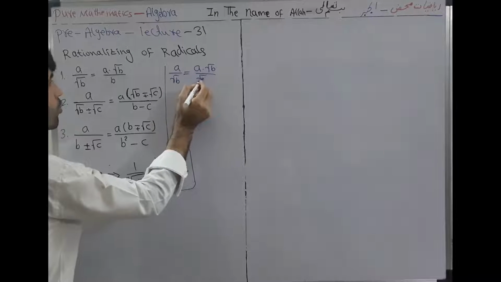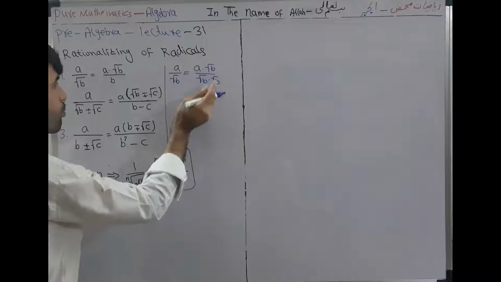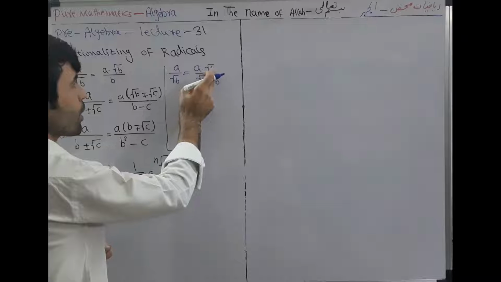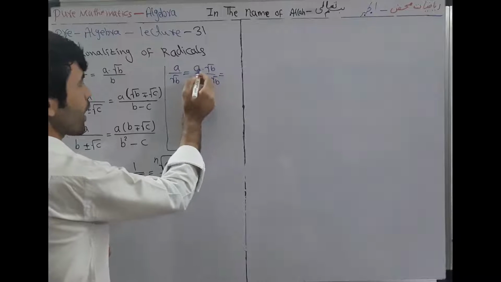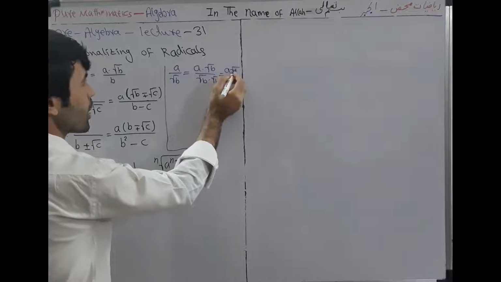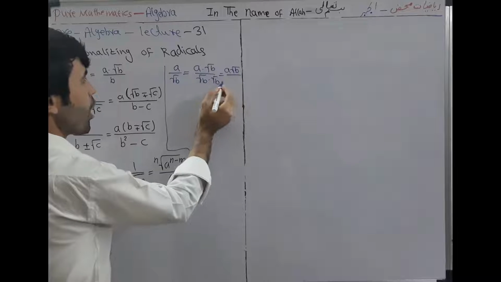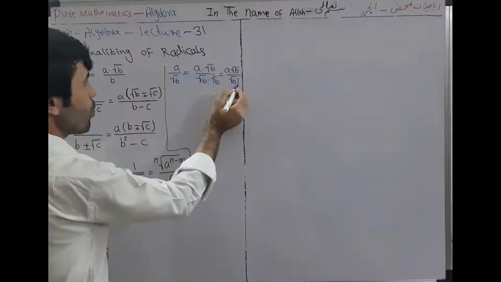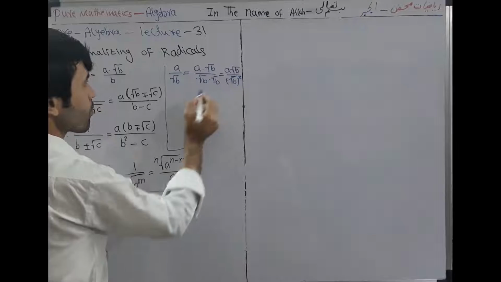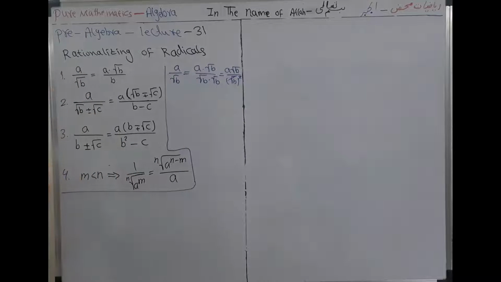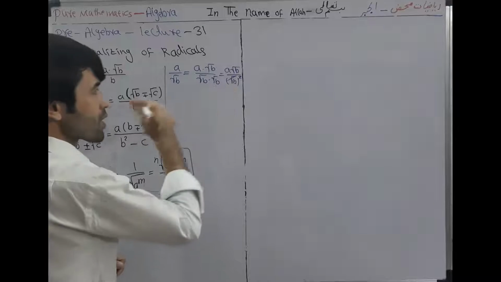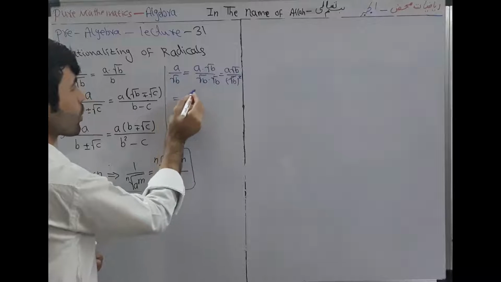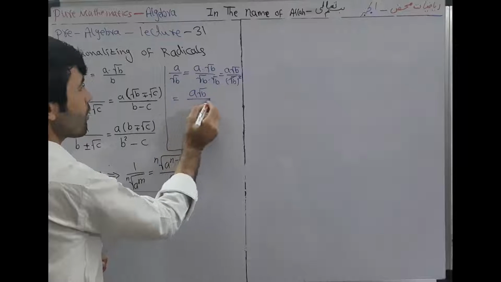over square root of b into square root of b. Numerator and denominator both are multiplied by square root of b. It is equal to a into square root of b over square root of b multiplied by square root of b, square root of b whole square. The square and the radical cancel, then we get a into square root of b over b.